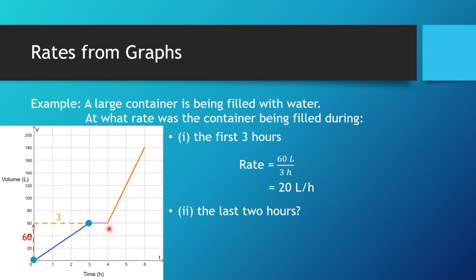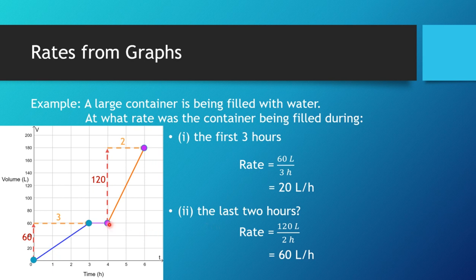Let's consider the last 2 hours. That's this section of the graph. From here, when time equals 4 hours, all the way to 6 hours. Again, we're finding the gradient. We need to find the rise, 120, and the run, 2. So my rate is the rise divided by the run, 120 divided by 2 litres per hour. 120 divided by 2 is 60 litres per hour.